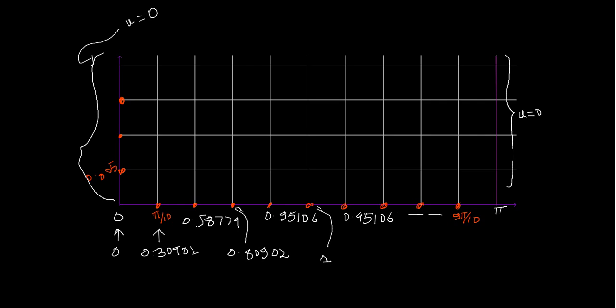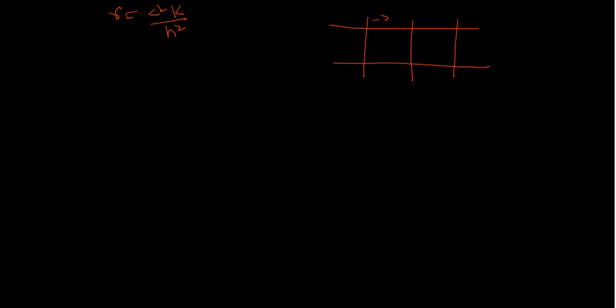Now let me first write the finite difference scheme for this Crank-Nicolson method. R is given as c square k by h square. So this point is, let's say, minus r. This is 2 plus 2r, and this is minus r. This is r, this is 2 minus 2r, and this is r.